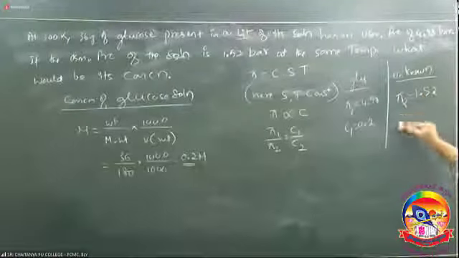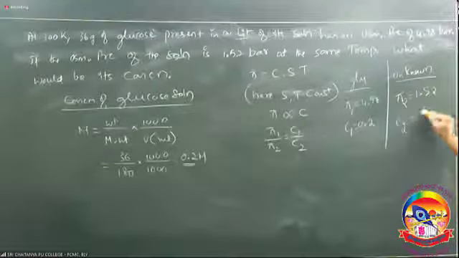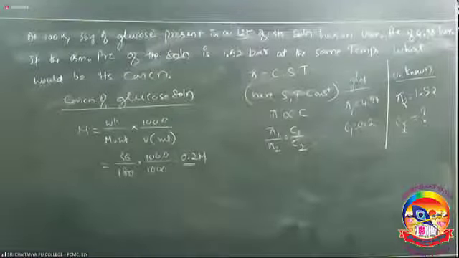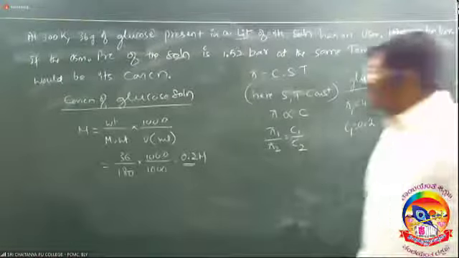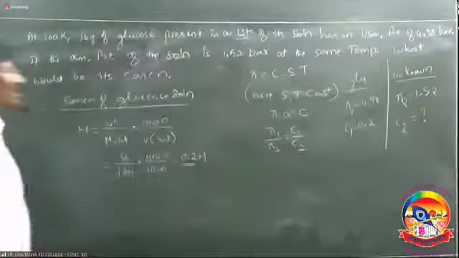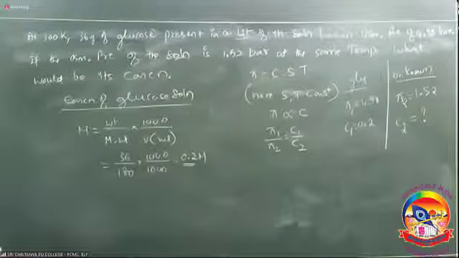1.52. Then C2, question mark. What is the C2 value? Pi 1 by pi 2 is equal to C1 by C2. In that way, you can do it.